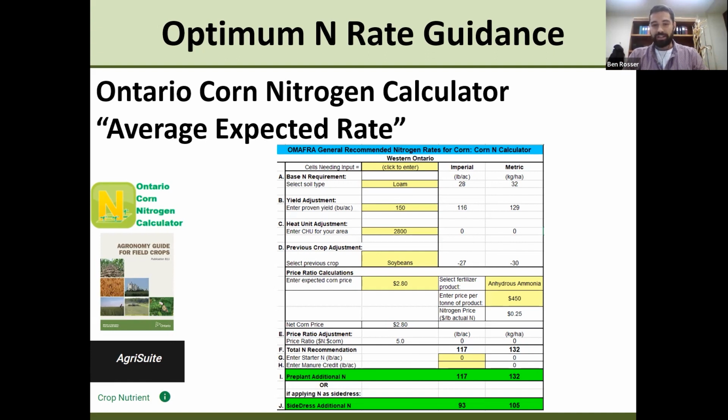You also have the opportunity to enter the economics: what your price of corn is, what kind of fertilizer you're using, what the price of fertilizer is. Then it will give an optimum rate, from a big database of Ontario trials that have been done over the past several decades, based on all of that information adjusted for economics. There's also room to enter manure credits, which we've also had some tools to help calculate. AgriSuite would be the main tool, but I'll talk a little bit about that later on. In terms of an average starting rate, if you're trying to compare what you're doing now to what's suggested, it gives you an idea of how those two might compare.